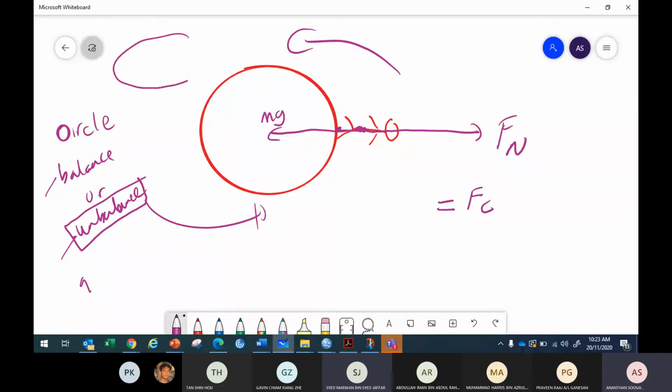Anything that moves in a circular path should be acted upon by an unbalanced force. That means the force inside and outside are not the same. Okay. So if it makes a circular path, is the centripetal force acting towards the center or away?